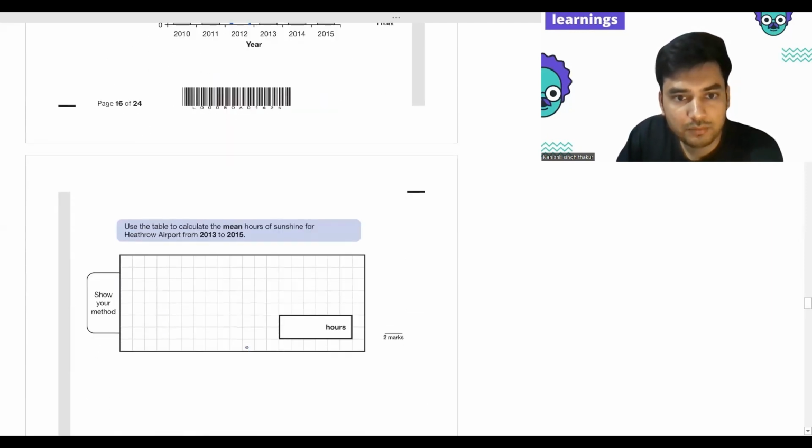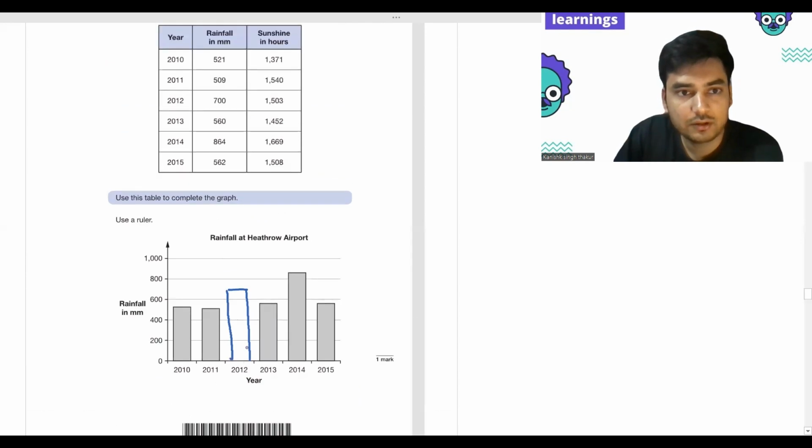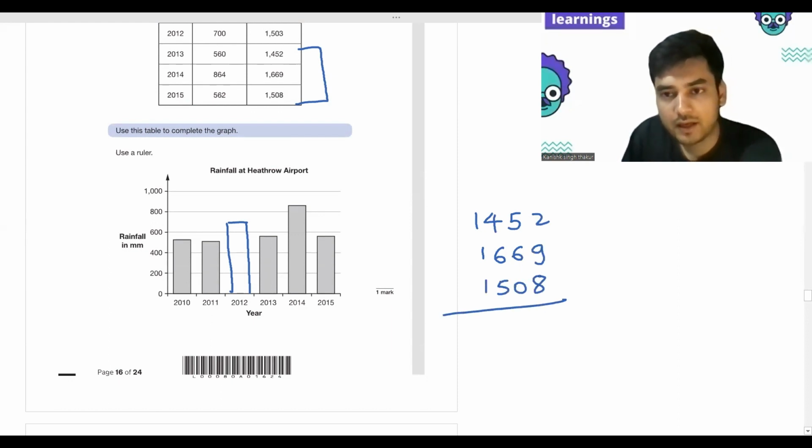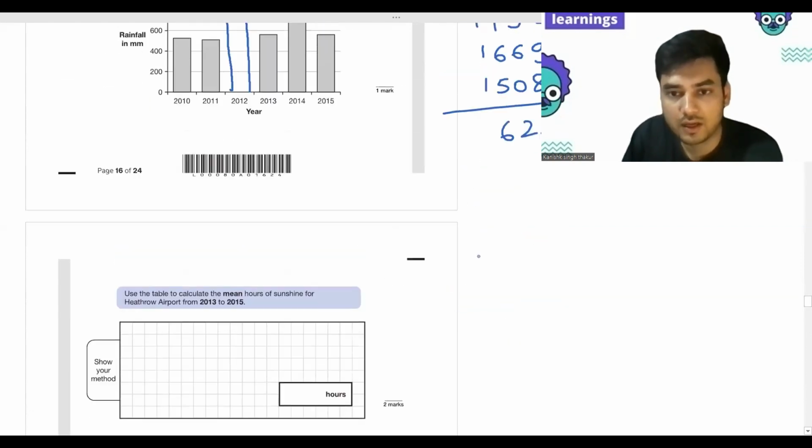Using the airport table, find the mean hours of sunshine from 2013 to 2015. Mean hours of sunshine, right? So what you'll do, you'll add all of them up. 1452 plus 1669 plus 1508. You'll add them all up. 2 and 9, 11 and 8, 19. 6 and 6, 12. 5 and 6, 11 and 5, 16. And 4629, right? You get 4629.